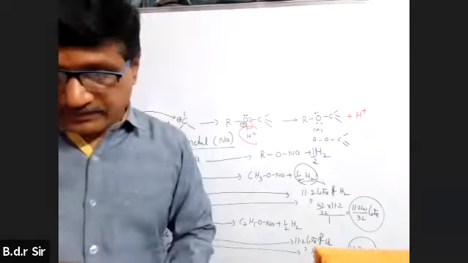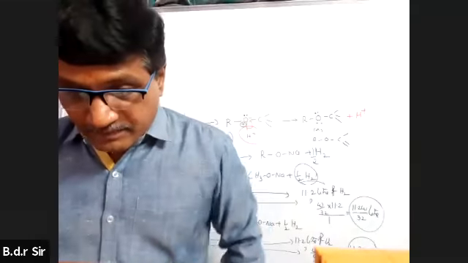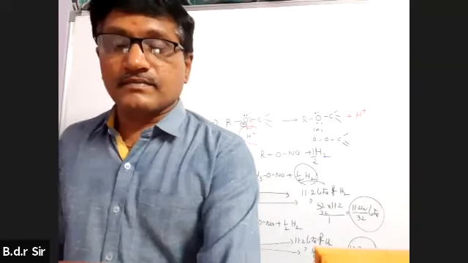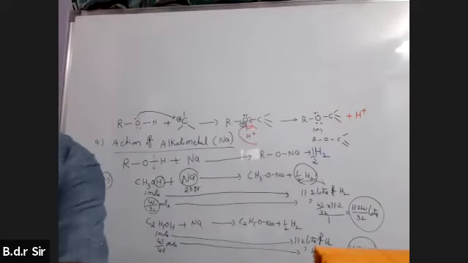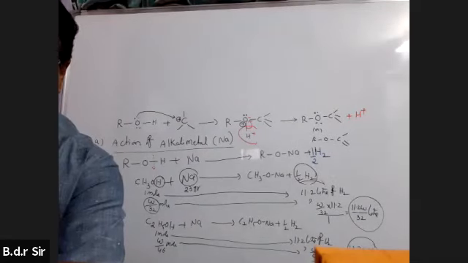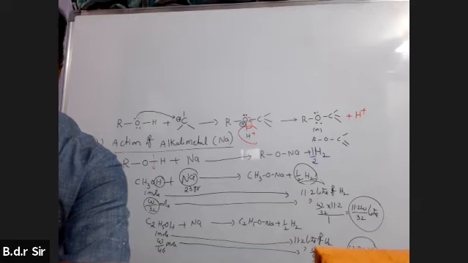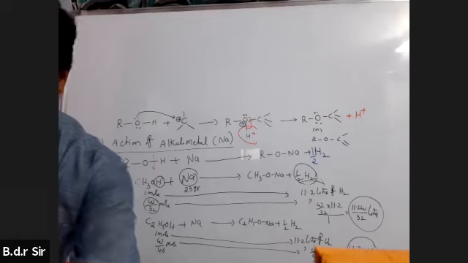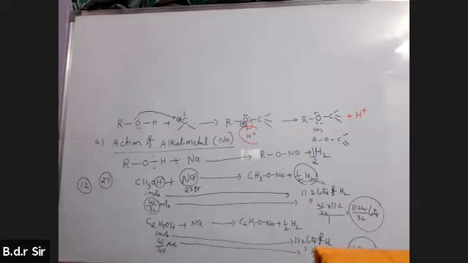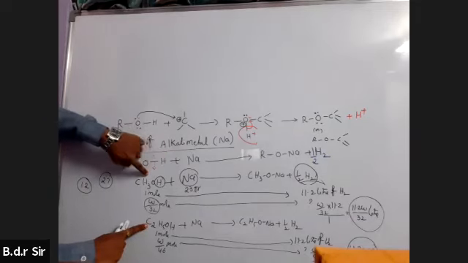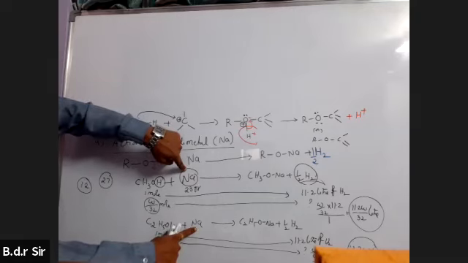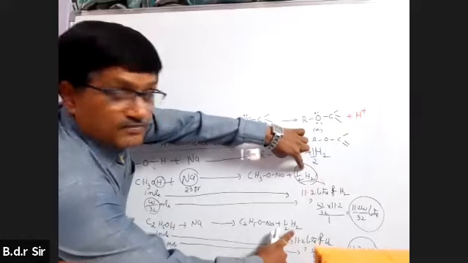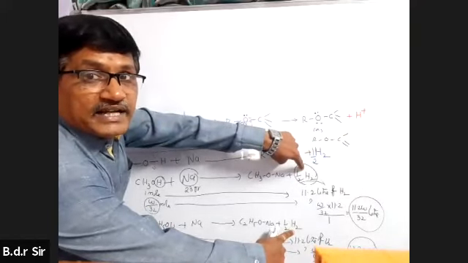First, read the question. Exercise 1, bit number 12. Equal weights of methyl alcohol and ethyl alcohol react with sodium metal. The volume of hydrogen liberated is more in the case of which? Methanol and ethanol react with sodium metal, liberating half mole of hydrogen, which means 11.2 liters of hydrogen.